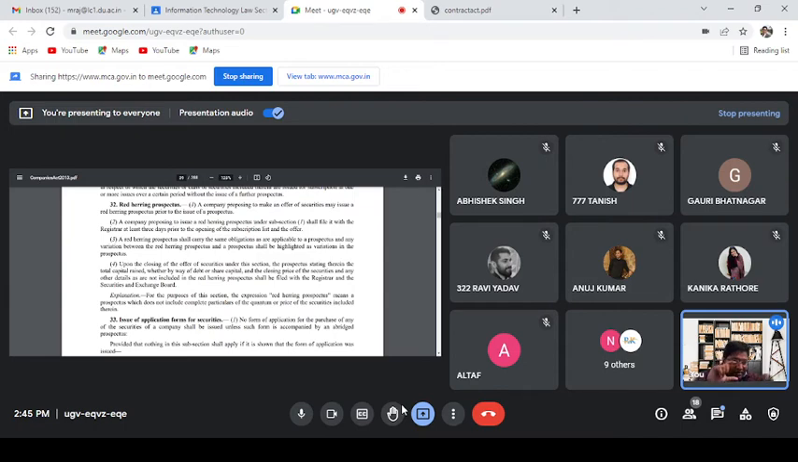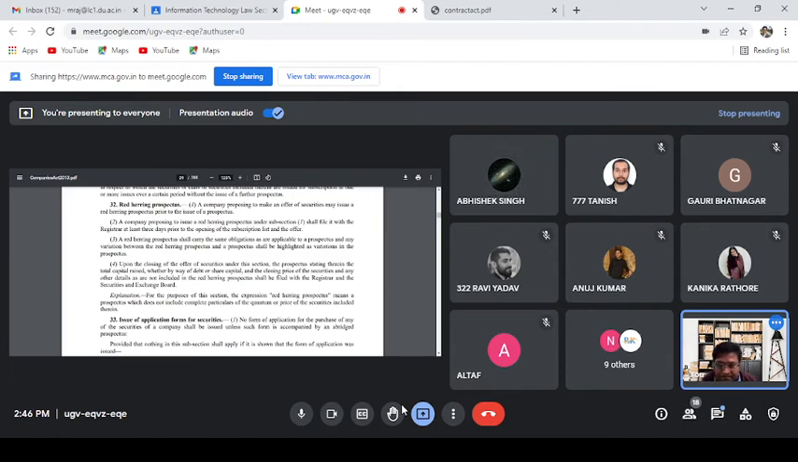And this prospectus and the main prospectus have only one difference: here the price of the securities has not been mentioned, and the quantum, how many shares are available for sale, has not been mentioned. Only these two things are not available. And if the company wants to make any change, that change also has to be made. So this is section 32 subsection 3. Now read subsection 4 also.